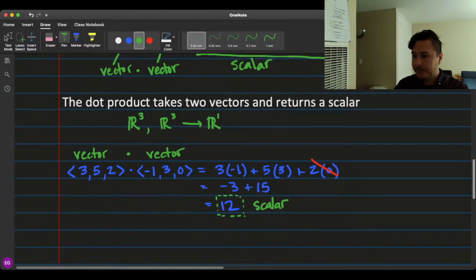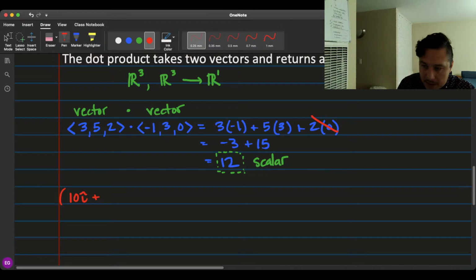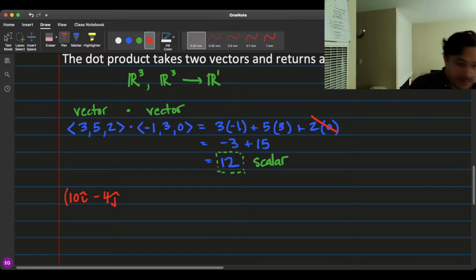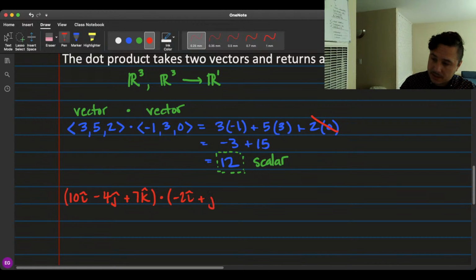Let's do another example here. Okay, what about if you do 10i minus 4j plus 7k dotted with, let's just do all this in red, dotted with negative 2i plus j plus 6k.